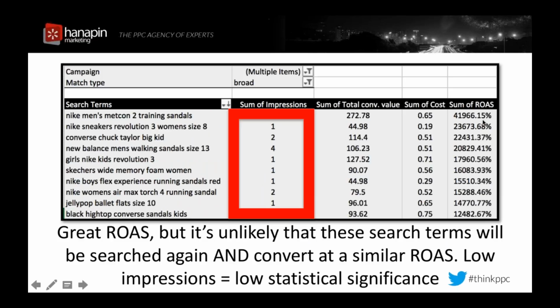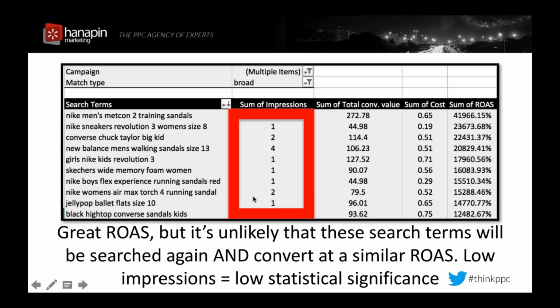In this screenshot over on the far right, we have all of the incredibly high return on ad spend search terms. However, you can see that the reason that those return on ad spend are so high is because the impressions were between 1 and 5, which is very insignificant statistically, and we don't really want to bet on the fact that, for example, Nike Boys Flex Experience Running Sandals Red, that should be an exact search term in the account. It's incredibly specific. It's only had 1 impression. So really, it's not worth our time right now because it's not likely to happen again.